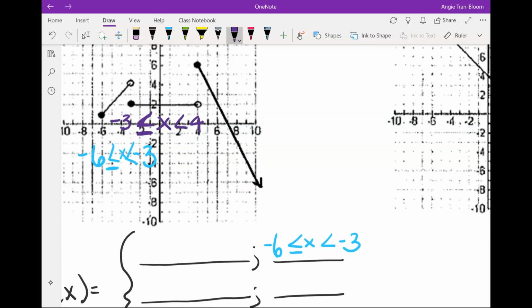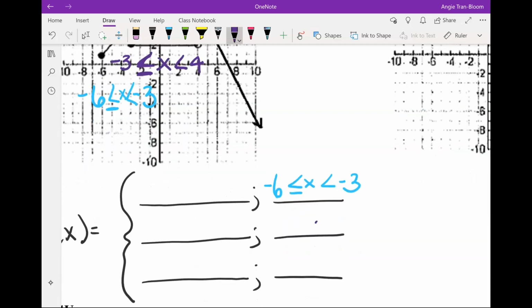Guess where that piece goes? Take that and put it right there below. We're going to write all of the domains first. So this one, x is bigger than or equal to -3. At the same time, x must be less than 4. Then we are going to do the last piece.